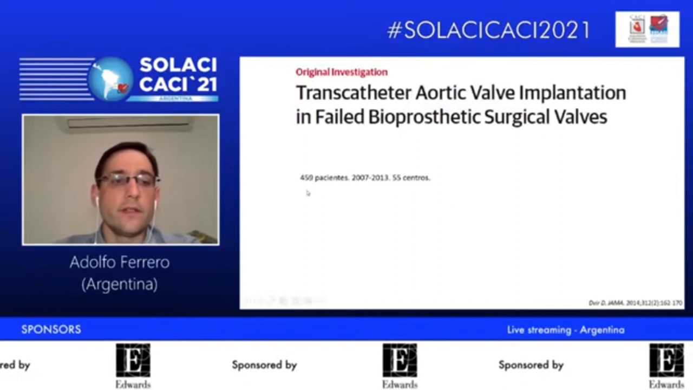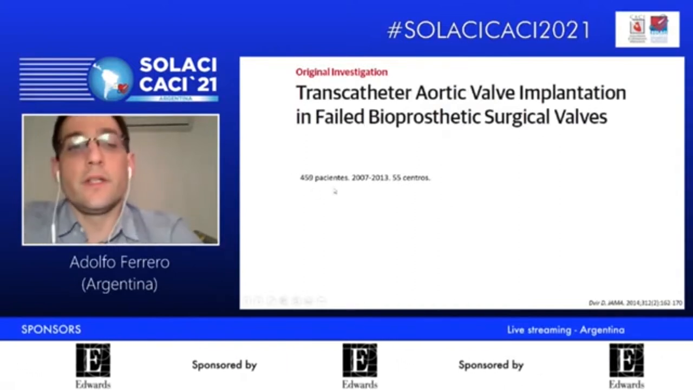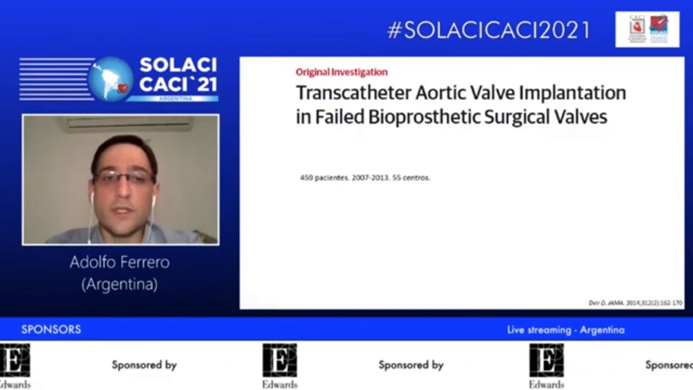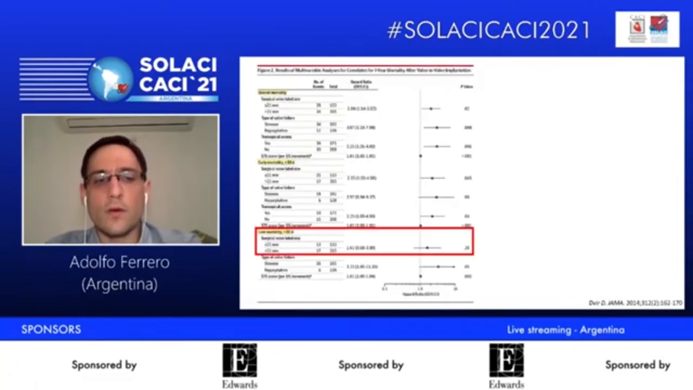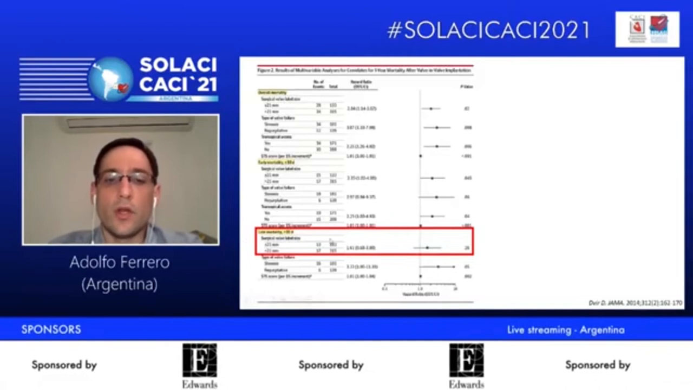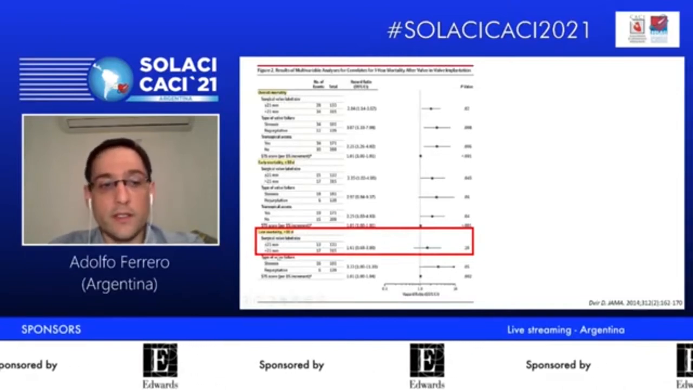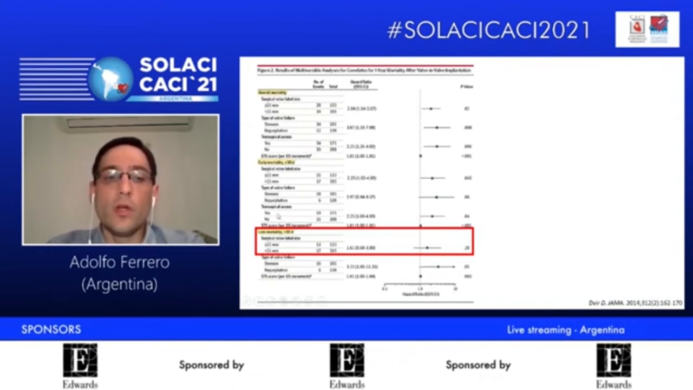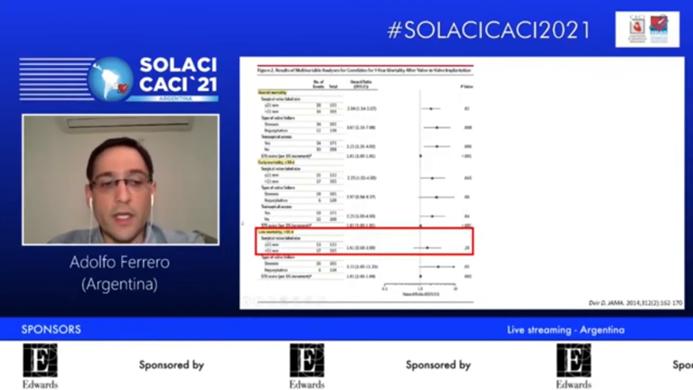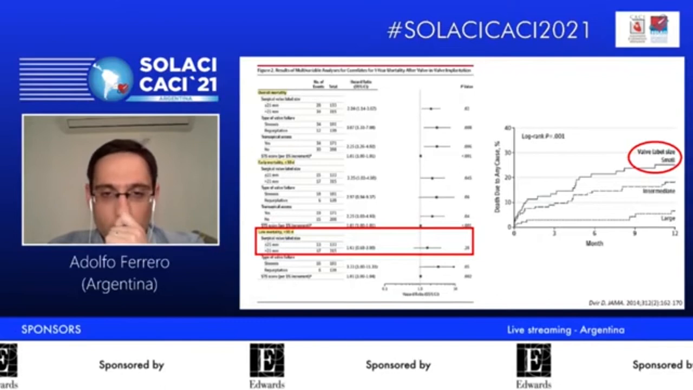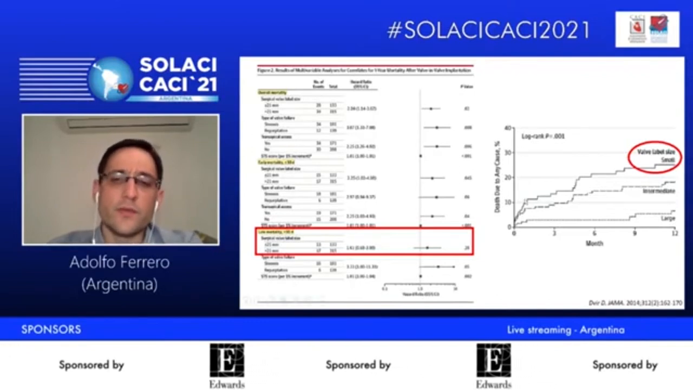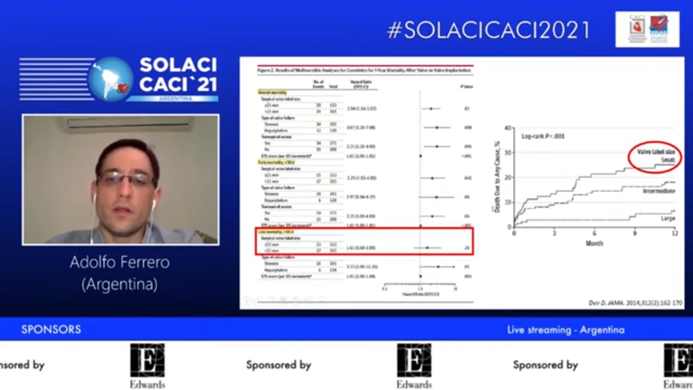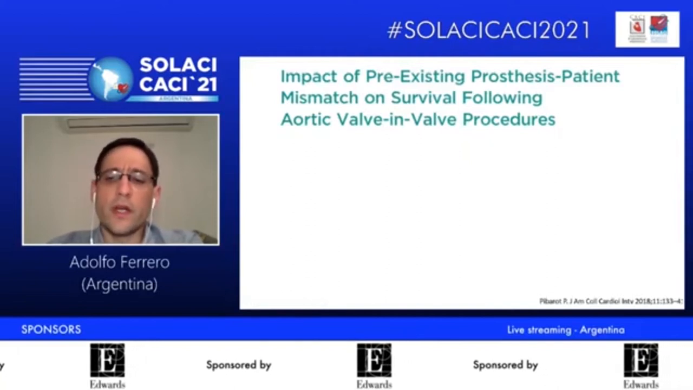This is a trial, the first from Danny Dvir, with 459 patients in 55 centers in hospitals. And you can see here that one of the main reasons for greater mortality is smaller valves. And why is it smaller valves? We are going to see later on that it is related to higher gradient. So the message of this trial is the smaller the valve, the greater the death or the events.